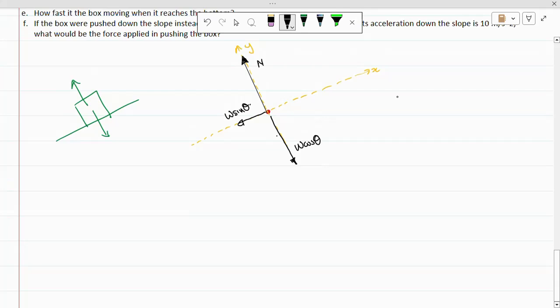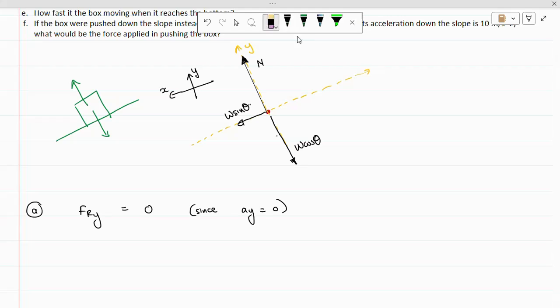So part A, resultant force in the y direction is equal to 0, since you have no acceleration in the y direction. Also, let's make sure that we've specified this is y, and in this case we're going to make this the x direction. So actually let me just remove this. So this would be our x since it's going down the slope.